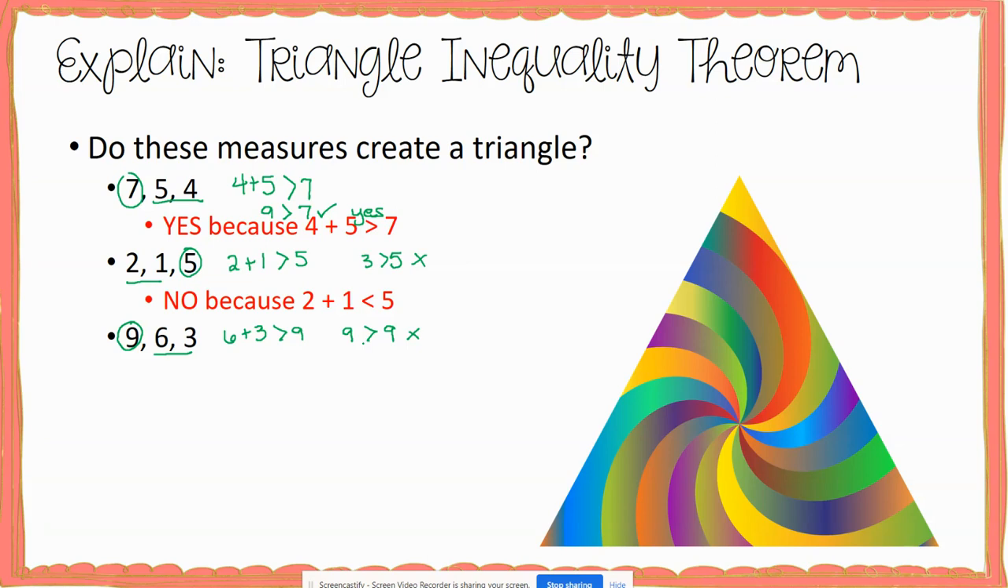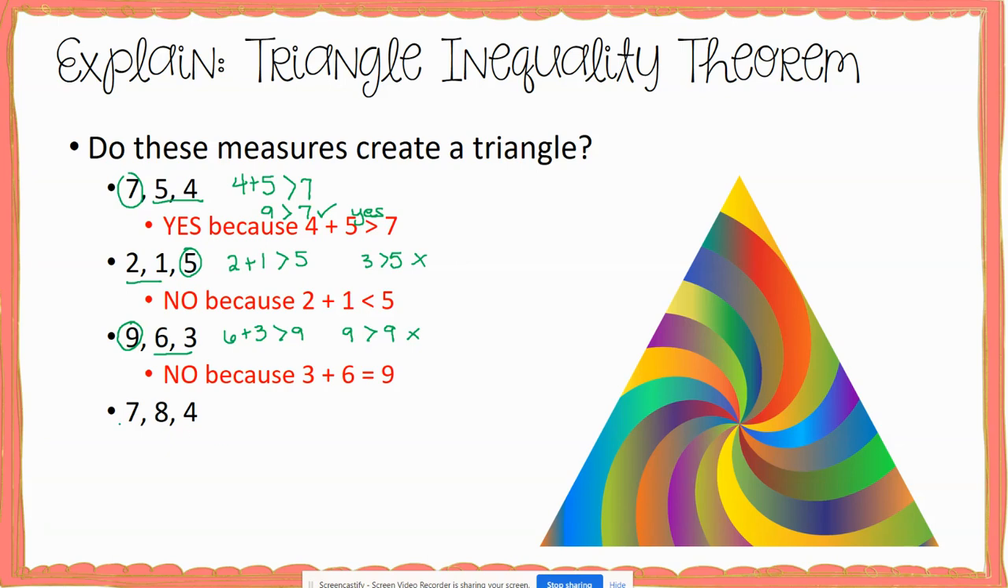So it's important to note that when I have two small side lengths that add up to the exact same measure as the third side length, that also does not create a triangle. Those side lengths need to add up to a number that is larger than the third side length, not equal. Now try the last one.